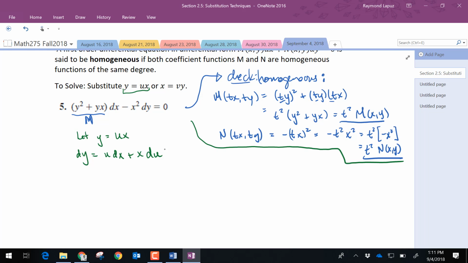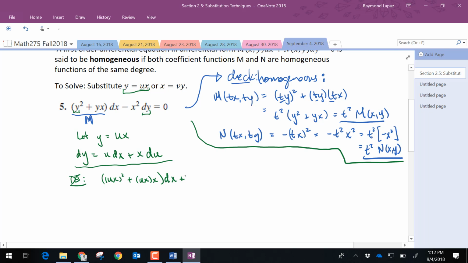So now we're going to replace everything. It looks like we're going to replace everything with a y and change everything in terms of u's and x's. What does that mean? I want to replace this y, and anything with a y in it will get replaced, right? So our y is equal to u times x. So your actual differential equation here is going to look like u times x squared plus u times x dx.